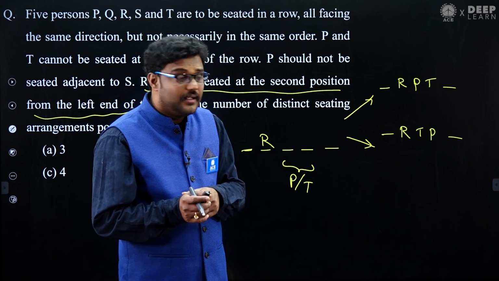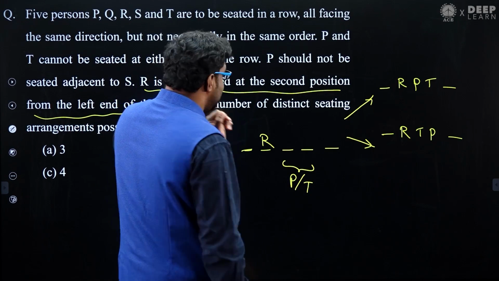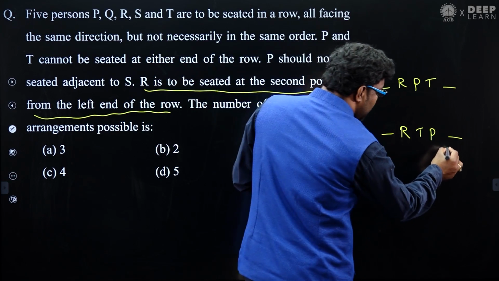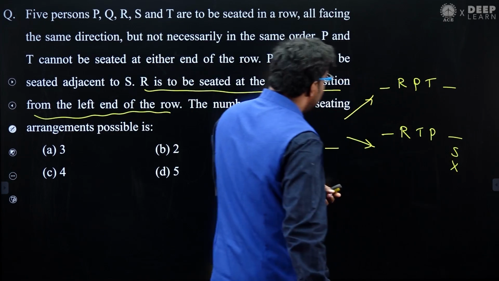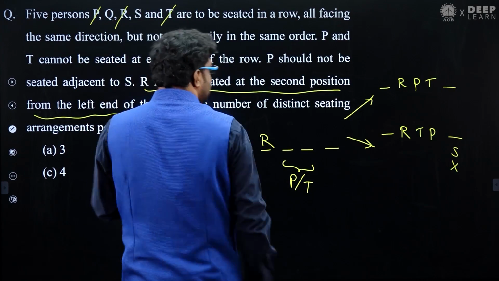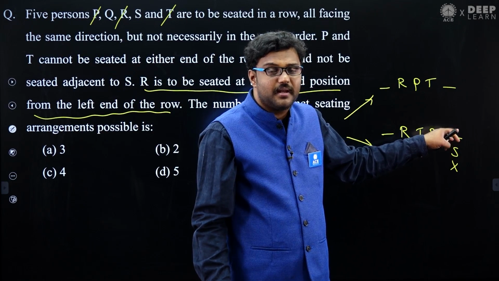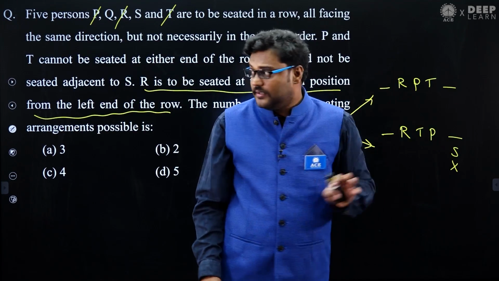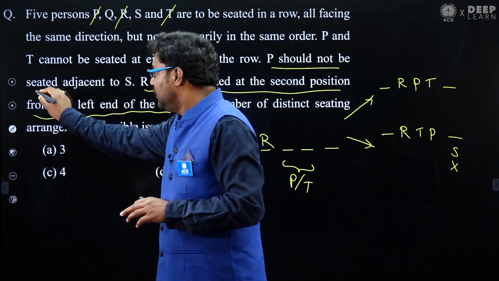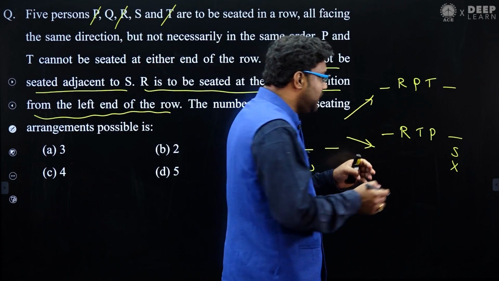Next, what they mention: P should not be seated adjacent to S. So here S is not required. When S is not required, among R, T, P already settled, this must be Q. P is not adjacent to S, they mention that clearly. P should not be adjacent to S, meaning left and right side it should not be there. So this must be Q.